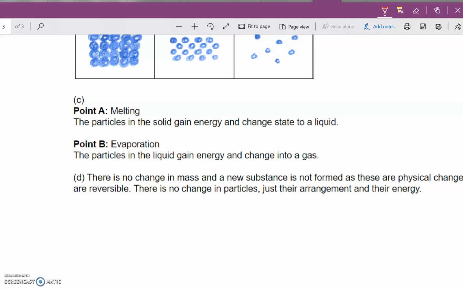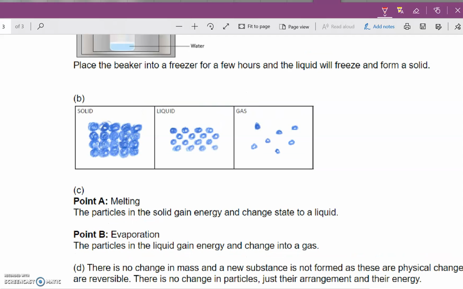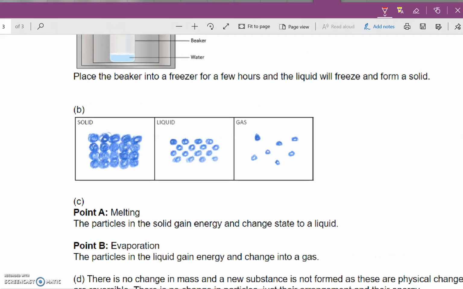And lastly, then part D, it says about physical changes and chemical changes. Remember, changes of state are just physical changes. It's the same stuff, right? So the atoms are similar. So there are the atoms there. Look, there's water atoms, there's water atoms, there's water atoms. It's just the state that they're in or how they're separated that is different.